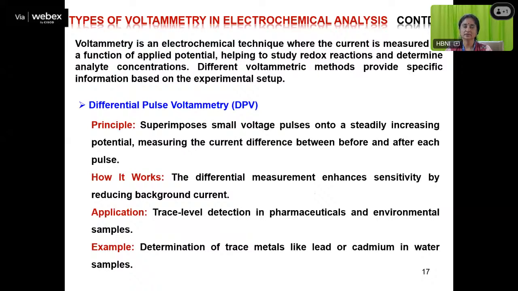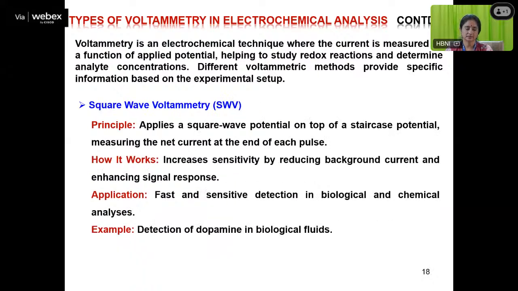The third one is differential pulse voltammetry, or DPV. This is superimposed small voltage pulses onto a steadily increasing potential, measuring the current difference between before and after the pulse. So the differential measurement enhances sensitivity by reducing background current. Trace level detection in pharmaceuticals and environmental samples can be done by this, and determination of trace metals like lead and cadmium in water samples also can be done by this type of voltammetry.